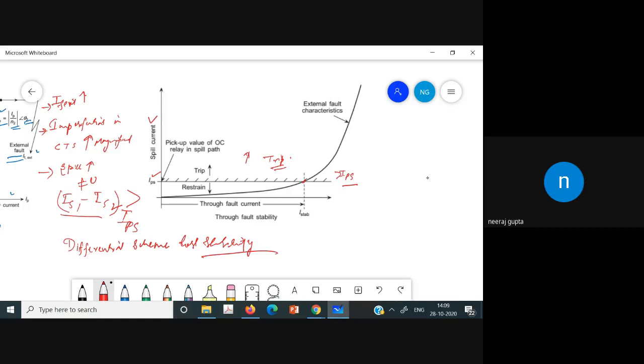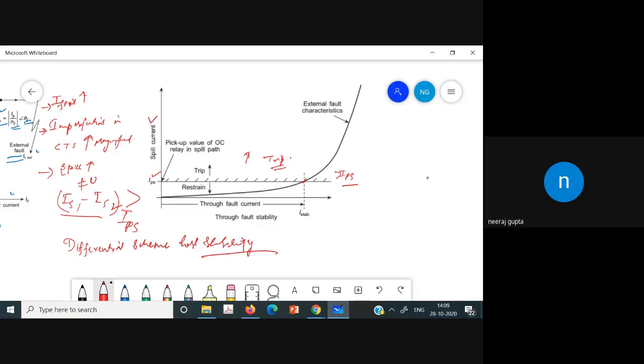The differential scheme must have the ability to restrain from tripping on an external fault. However, it will trip, and because of that it loses stability.